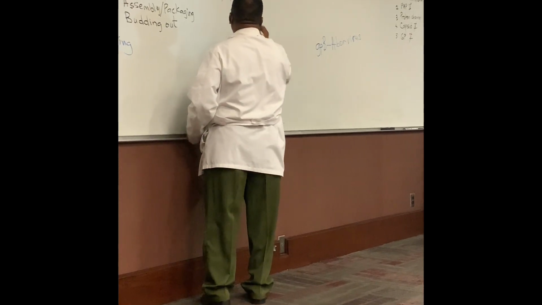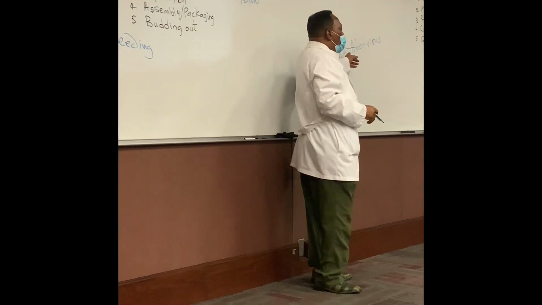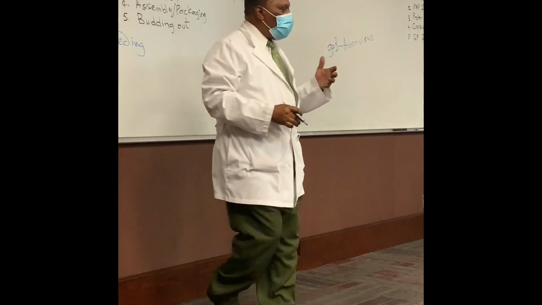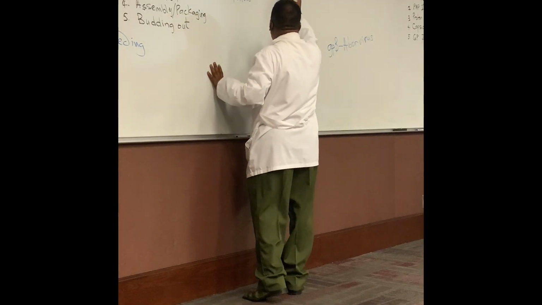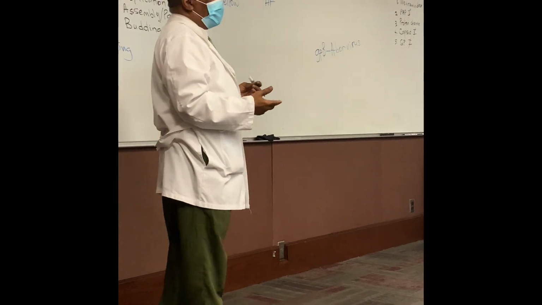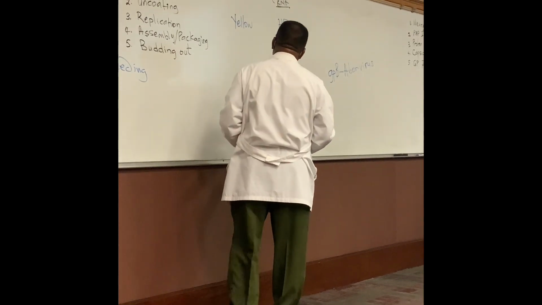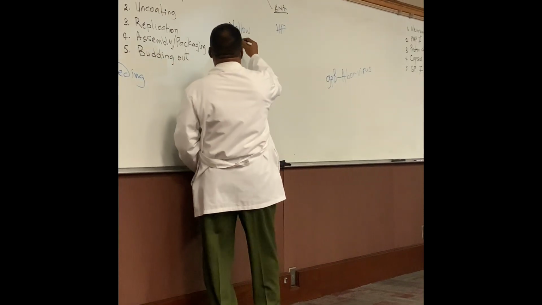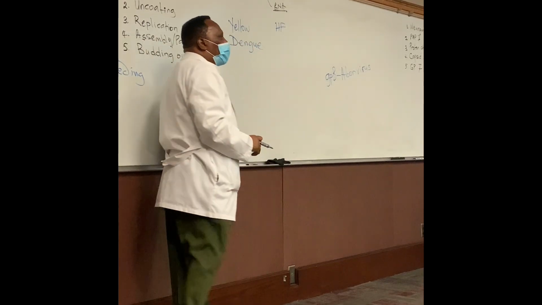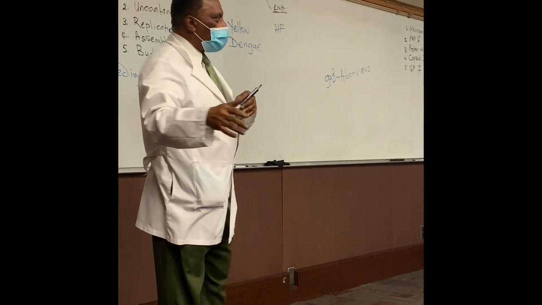Yellow fever. Your yellow fever virus is a group B arbovirus. And of course, it causes hemorrhagic fever. So that's one example. Your dengue fever, that is another example of your group B arbovirus.